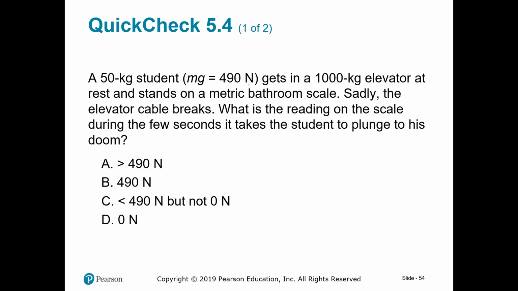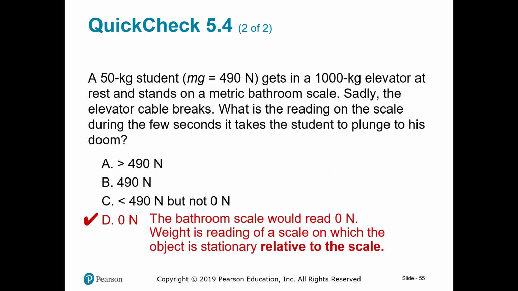And then the second case, the same student in the elevator at rest, on a bathroom scale. Sadly, the elevator cable breaks, right? What is the reading on the scale during the few seconds? So now you have the elevator, person, scale, and then a cable. When the cable is not there, broken, what will happen? The scale and the human fall at the same rate. So there is no contact force by the scale. So your apparent weight is 0. 0, right?